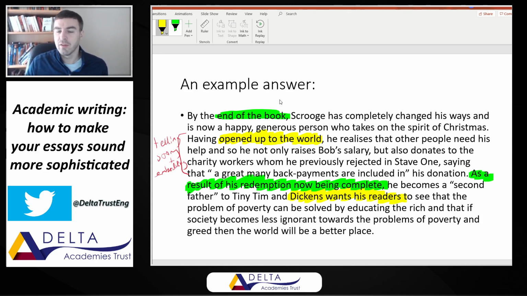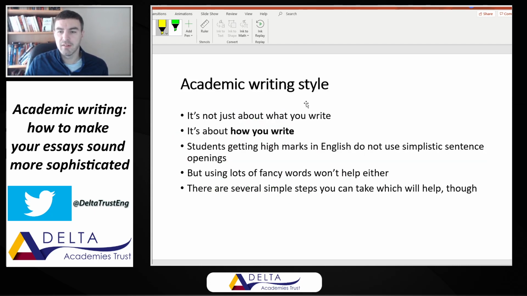All right, so if we just go back, academic writing style. It's not just about what you write, it's about how you write it, and that's really important.